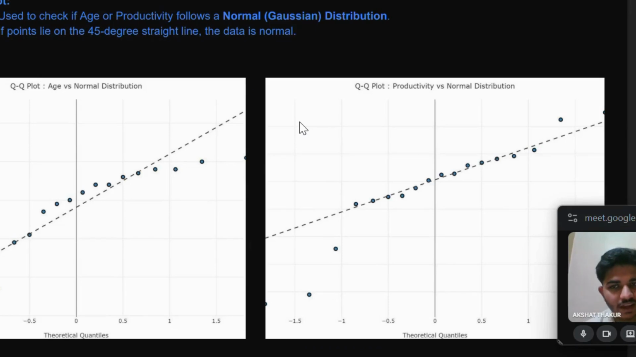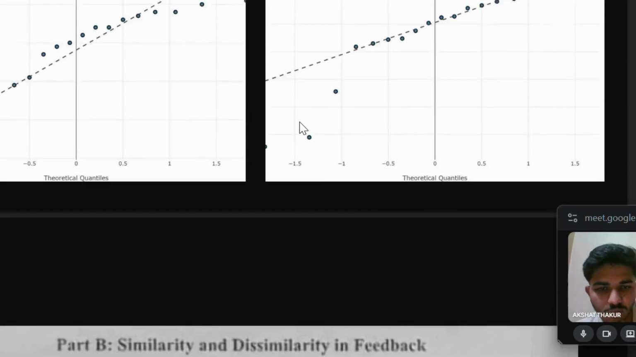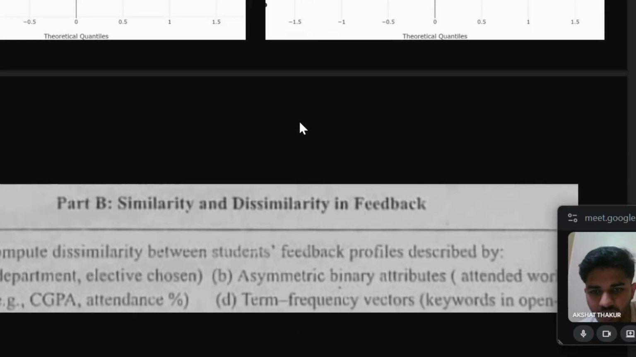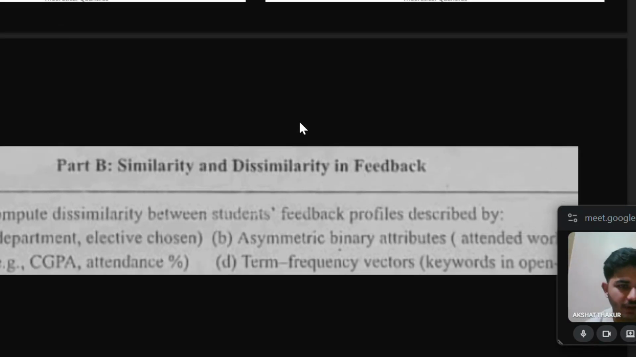And age and productivity follow a normal distribution. In age, above the middle age, the median we took, the graph is increasing there. This will be our QQ plot. Now this was A section of our paper of first internals. It is divided into 4 sections. Now we'll continue to B section.